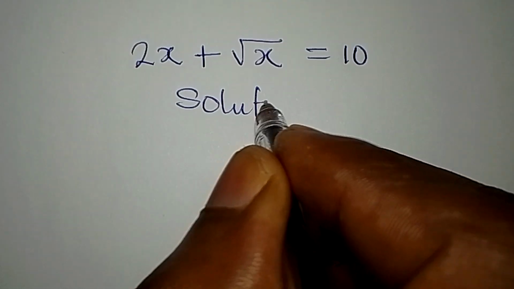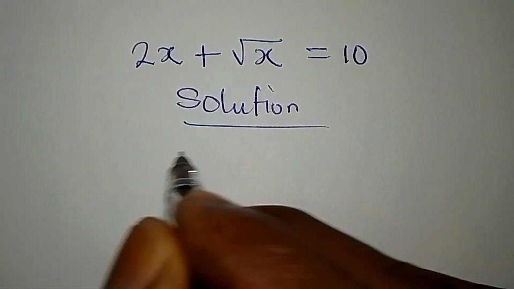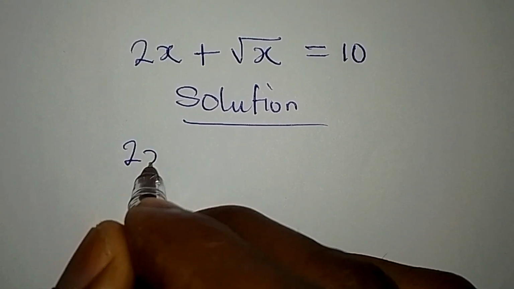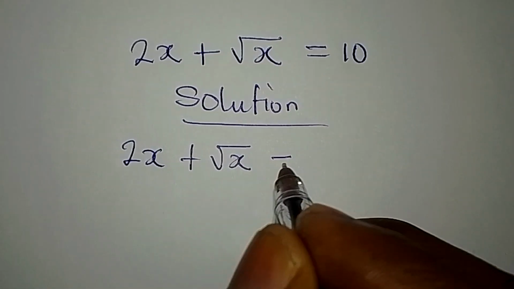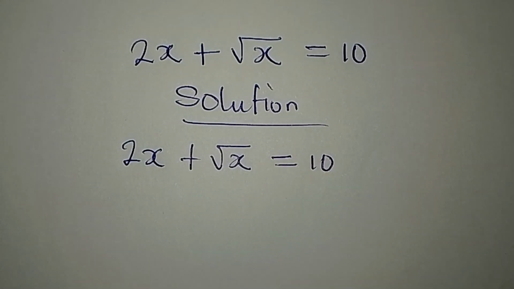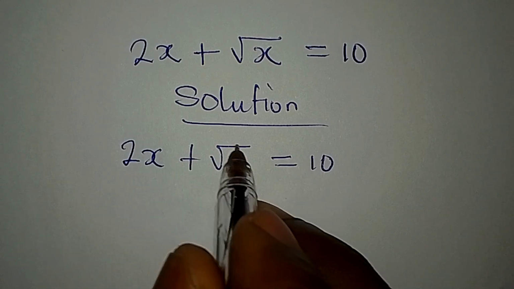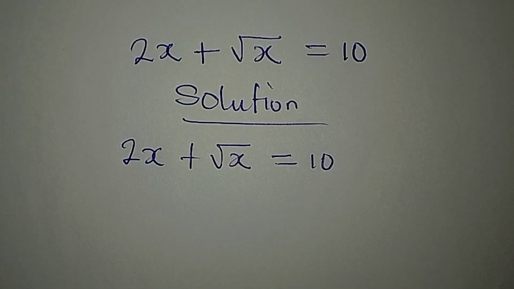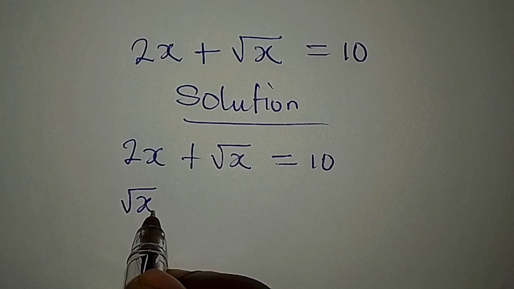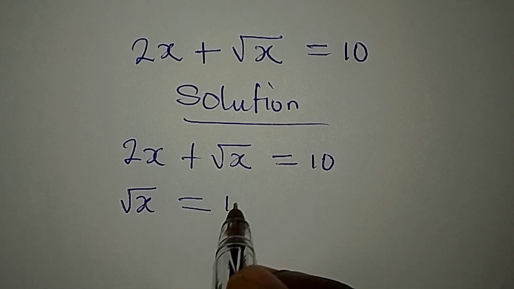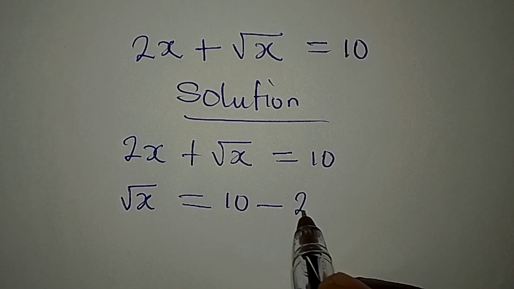Let's provide the solution to this problem: 2x plus square root of x equals 10. Okay, this is simple because we know what we're going to do. Let's make this the subject first, right? So that we have square root of x will now be equal to 10 minus 2x.